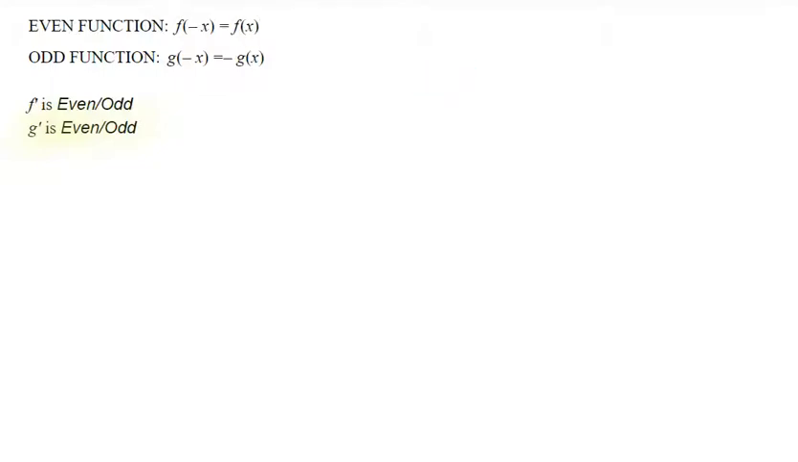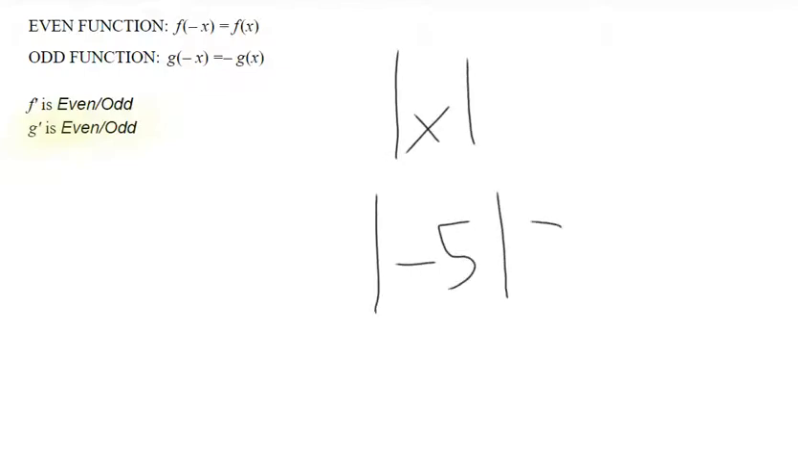So an example of an even function is absolute value of x. Because I can put in a negative number here like negative 5, and that would be the same as if I just put in positive 5. These two are the same thing.